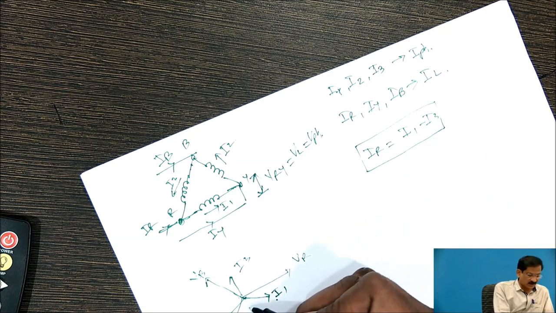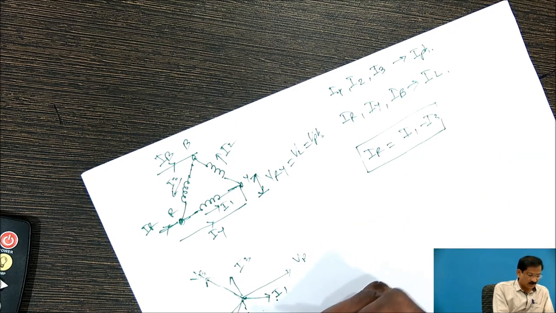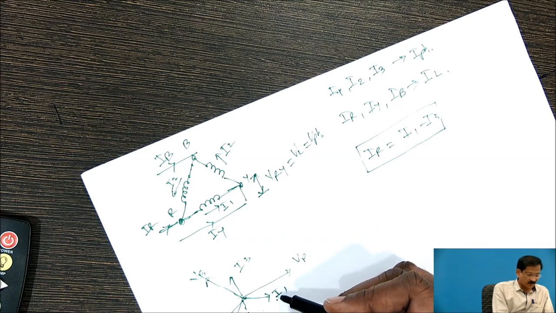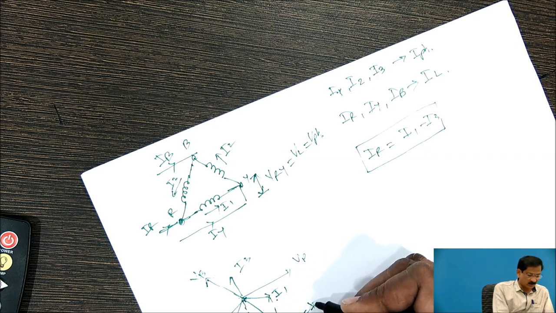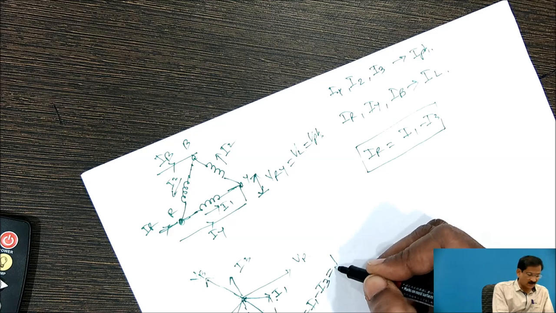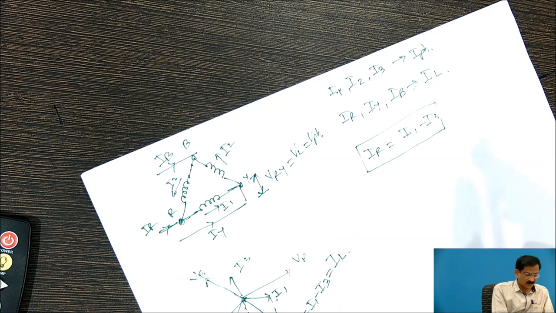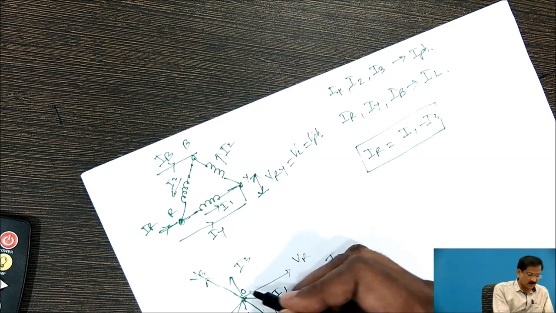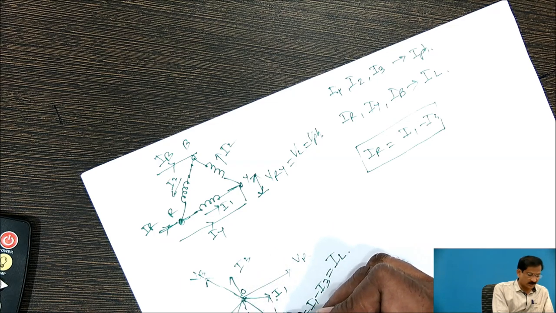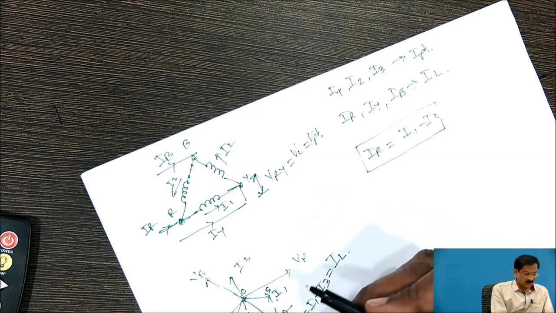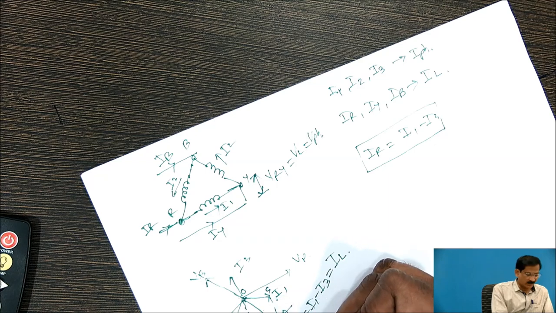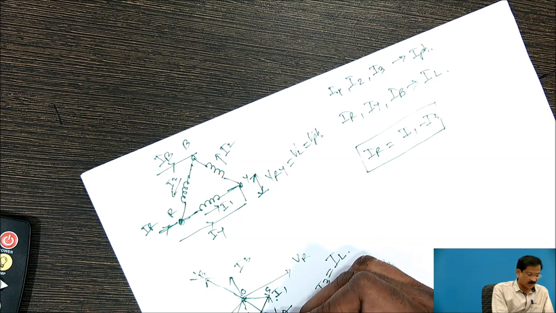This is I1, minus I3 can be shown over here. So this is minus I3. Now the resultant of this can be obtained by using the parallelogram method. So this is the line current IR which is equal to I1 minus I3. Now this is O, this is Q, this is S, and let us draw a perpendicular on line OQ from point S at point P.